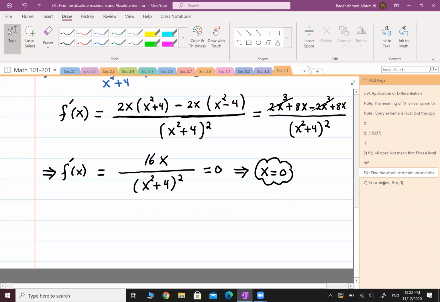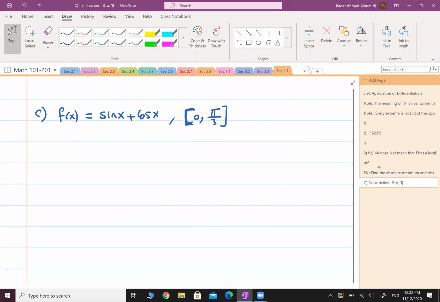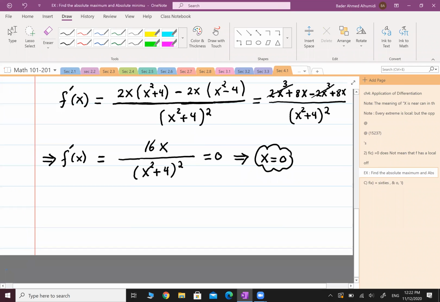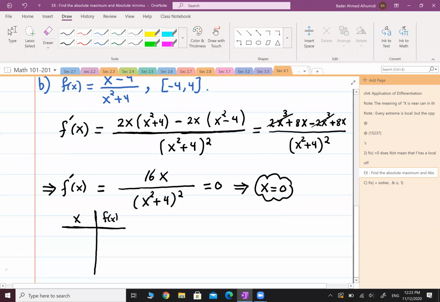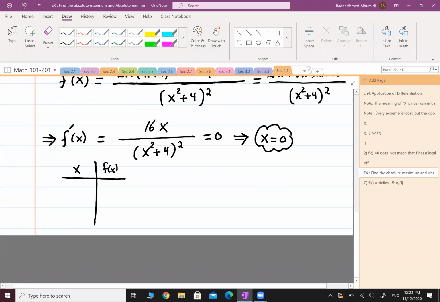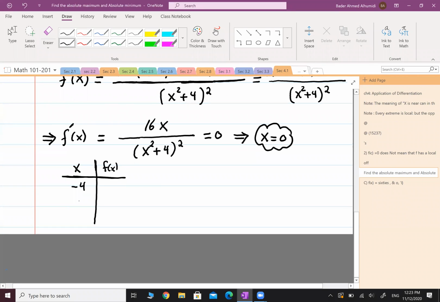Let me see if I make a space here or I can write the answer directly here. Okay, let us write it down here because we have only one critical number. So what the strategy says, you need to locate these points, x, f of x. You need to locate the critical numbers and the endpoints. The endpoints minus 4, then I have a critical number 0, then I have 4. I need to evaluate the function at each of these points.